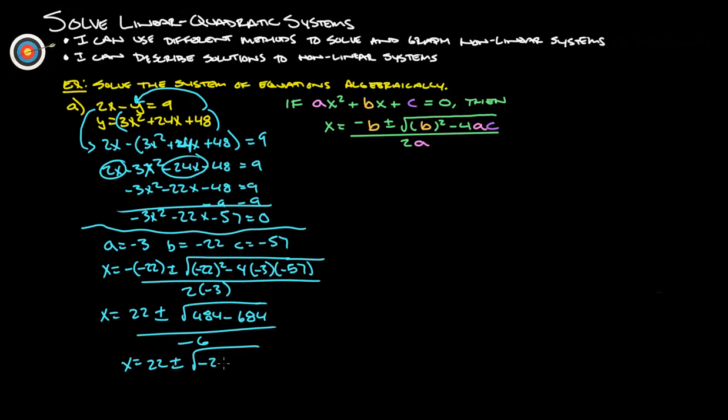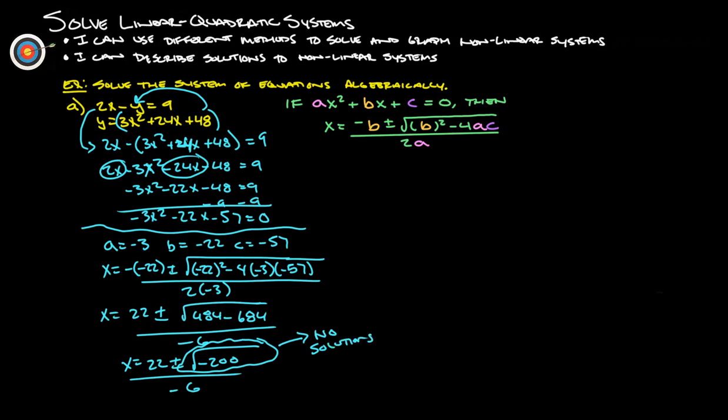And when we simplify into the radical here, we get x equals 22 plus or minus the square root of negative 200 over negative 6. Now, big key right here. Once we get a negative under the root, we can't do that. That's imaginary numbers. So as soon as we get that, that means we have no solutions.